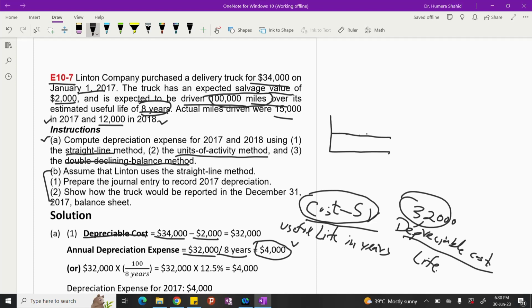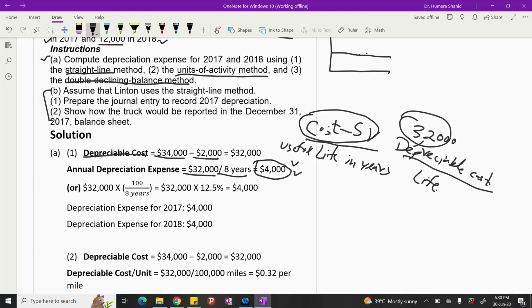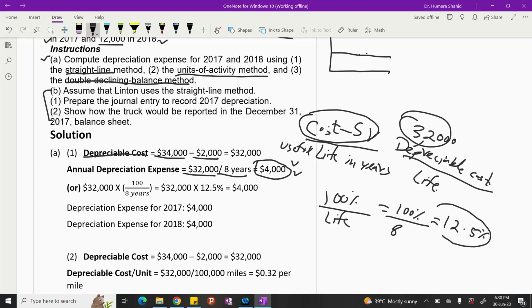You can also calculate this depreciation by using the depreciation rate. Right? So what is the straight line rate? The formula to calculate the straight line rate is 100% divided by life in years. So 100% divided by 8, that gives me the straight line rate of 12.5%. So every year the asset will depreciate by 12.5%.